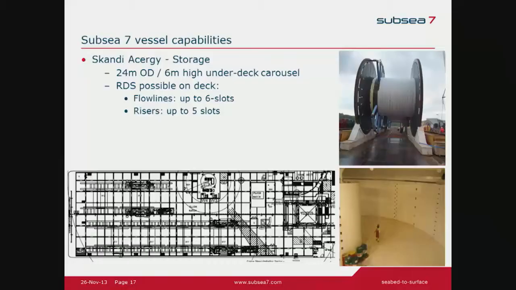So I'll go into a bit of detail on the Scandi SG during a couple of slides, just to show you how we deal with riser replacement, or what we use for riser replacement. Basically for storage, there is an under-deck carousel, which is 3,000-ton SWL and 24-meter OD, so a very large storage capacity. But also the back deck is close to 2,000 square meters capacity, so we can handle a multi-ray drive system on board. And here's a picture of a four-slot RDS, equivalent to this one, on board Scandi SG this summer.